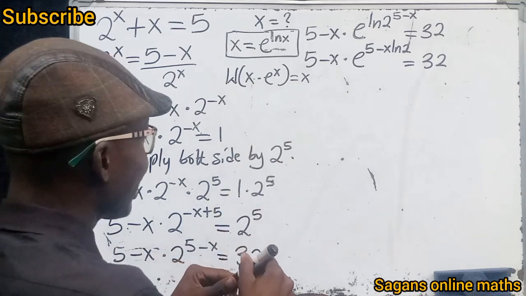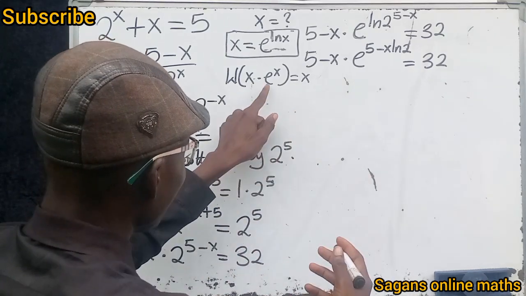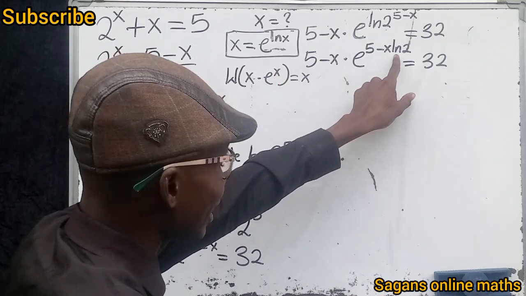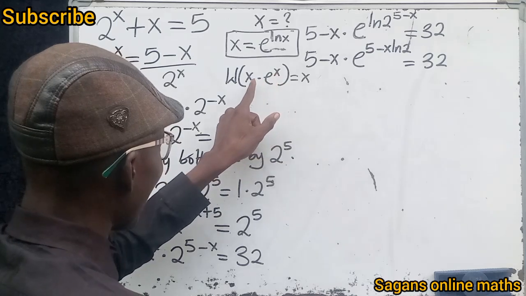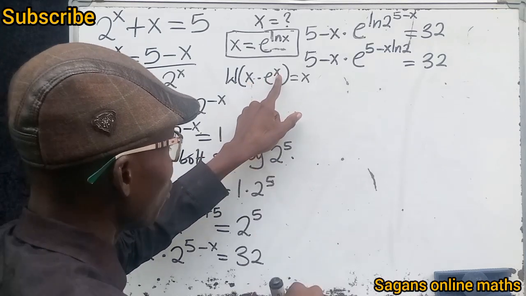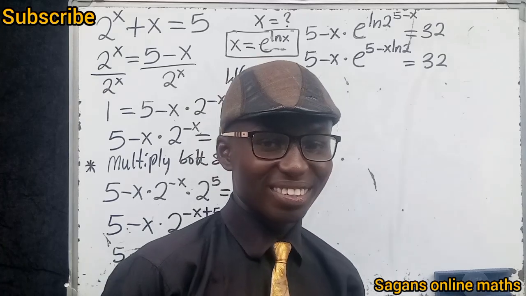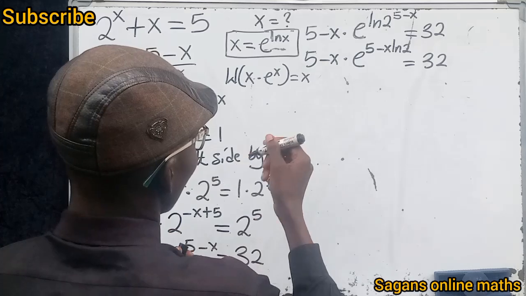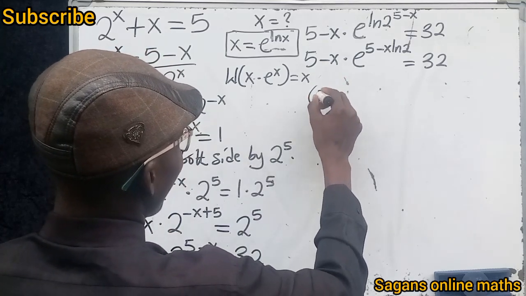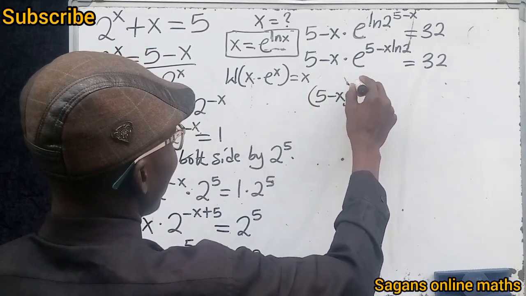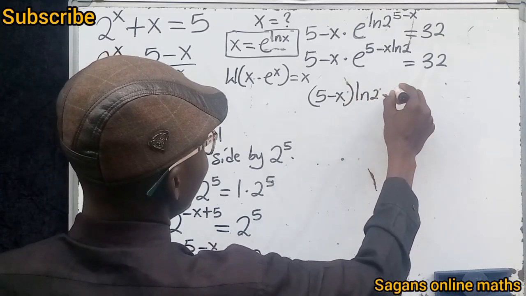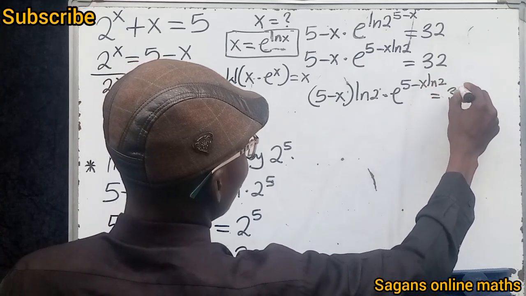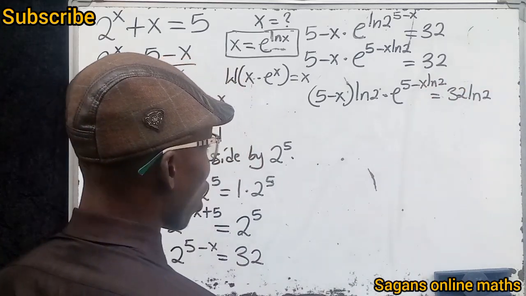X. Now let's assume that this e you are seeing here is this e, and this x is all this thing you are seeing, which is the exponent. But here it is not the same thing, because the x here and here must be the same. So if they must be the same, we have to multiply both sides by ln 2. Can you see how simple it is? So if we multiply this by ln 2, we want to have 5 minus x multiplied by ln 2, multiplied by e raised to the power of 5 minus x multiplied by ln 2, equals 32 multiplied by ln 2. Wow, this is interesting.